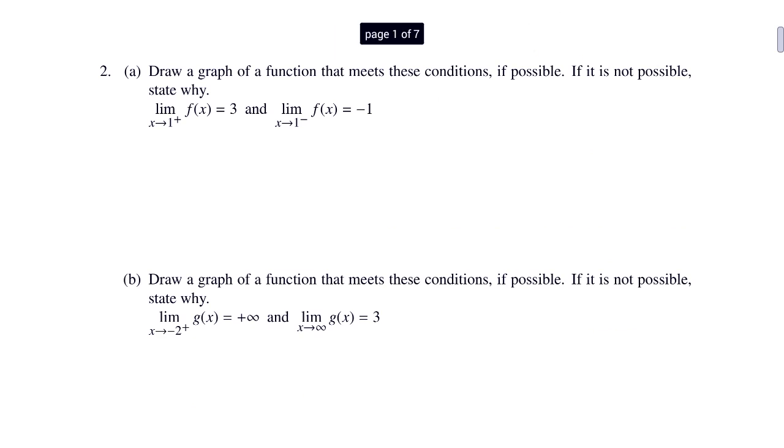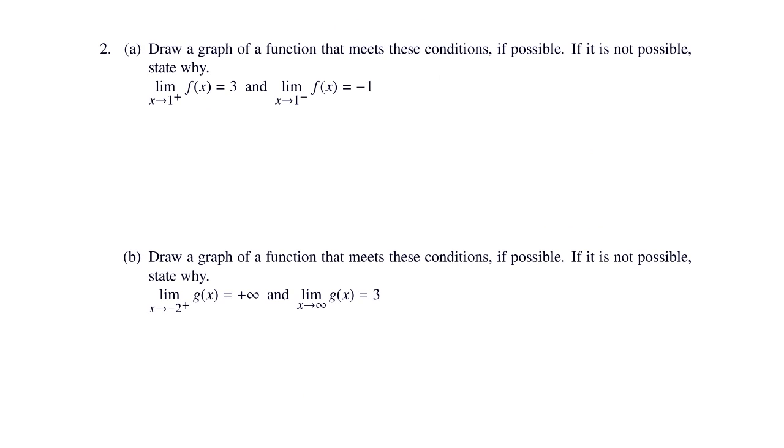Question 2, draw a graph of a function that meets these conditions if possible. So the first one here is the limit as x goes to 1 from the right has a value of 3, and the limit as x goes to 1 from the left has a value of -1. So here we just have 1 on the x-axis, and from the right side we need it to be at 3. It could be a hole or a solid, and it just comes into that from the right side.